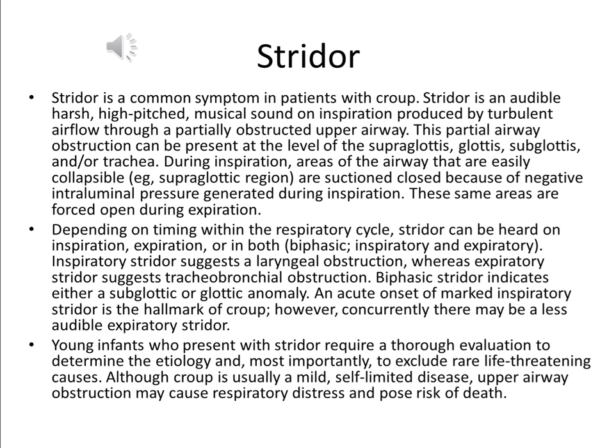Depending on timing within the respiratory cycle, stridor can be heard on inspiration, expiration, or in both. It is then called biphasic. Inspiratory stridor suggests laryngeal obstruction, whereas expiratory stridor suggests tracheobronchial obstruction. Biphasic stridor indicates either a subglottic or glottic anomaly. An acute onset of marked inspiratory stridor is the hallmark of croup. However, concurrently, there may be a less audible expiratory stridor.